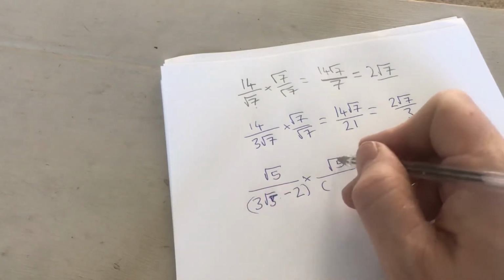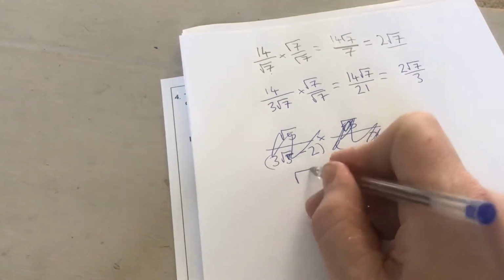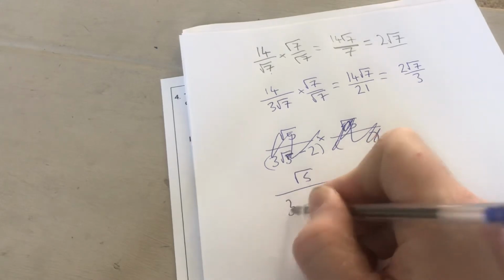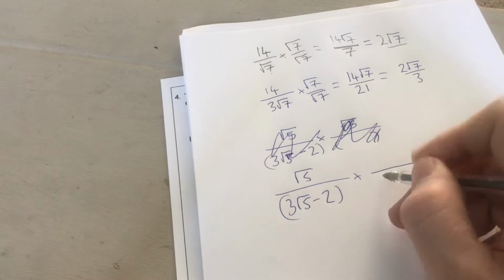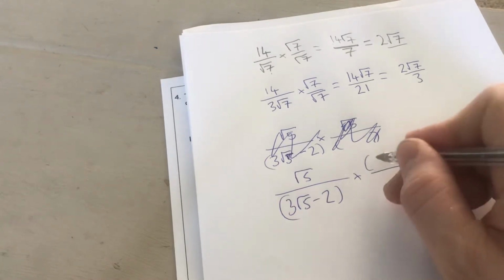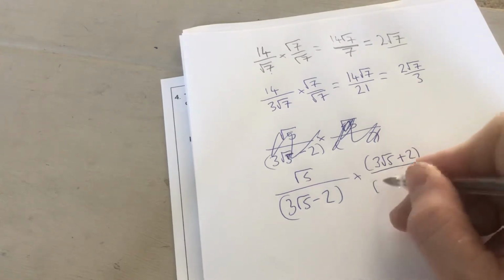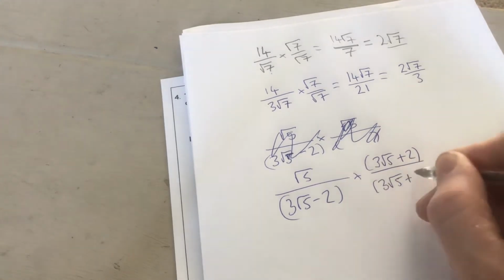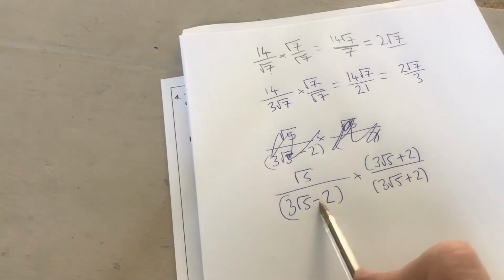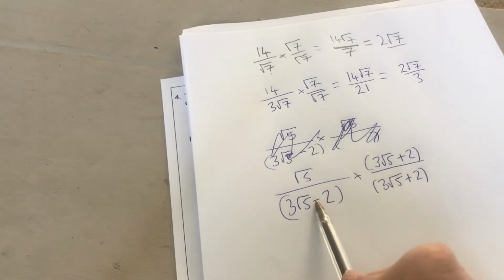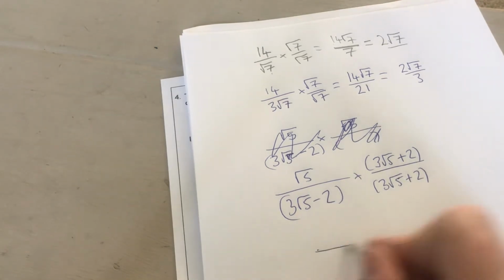Sorry, just start that again. I wrote the wrong thing. So root 5 over 3 root 5 minus 2, and we multiply by 3 root 5 plus 2 over 3 root 5 plus 2. Now notice you're writing exactly the same thing, but with one small difference. That minus becomes a plus, and you're going to see how that helps you.